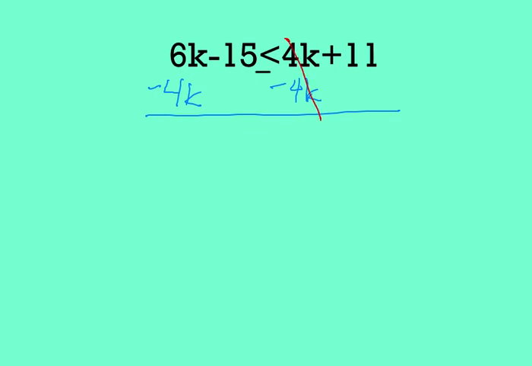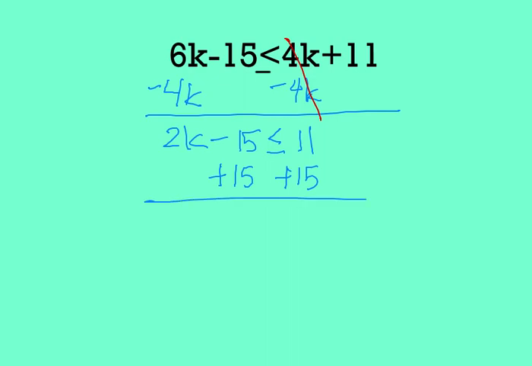6k minus 4k is 2k. So 2k minus 15 is less than or equal to 11. And now again, we're back to a place just like yesterday. So I'm going to add 15 to both sides. The 15s on the left will cancel out. So 2k is less than or equal to 26.